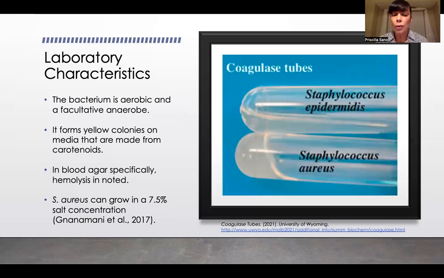S. aureus is also able to grow in high salt concentrations, specifically at the most about a 7.5% salt concentration. It is also coagulase positive, and if you look at the visual right here, it's a comparison of Staphylococcus epidermidis and Staphylococcus aureus. If an organism is coagulase negative, then the liquid will stay a liquid, whereas Staph aureus will form somewhat of a clot. Now, Staph aureus is also catalase positive and oxidase negative, so those results are also noted with this bacterium.